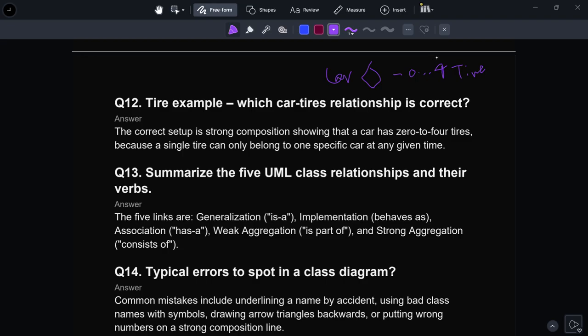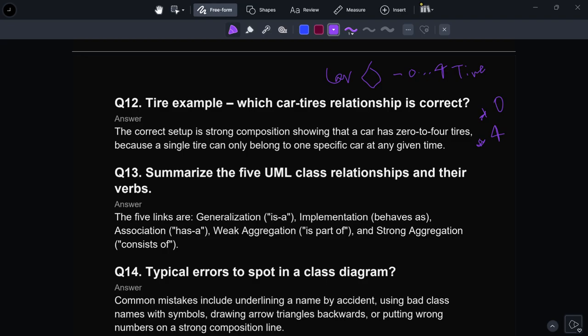0 tires represents a brand new car frame moving down the factory assembly line before the wheels are attached. 4 tires represent a standard operational car driving on the street, just like we mentioned.